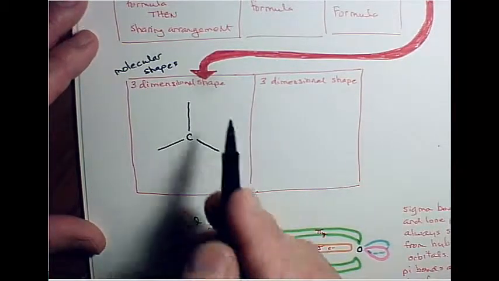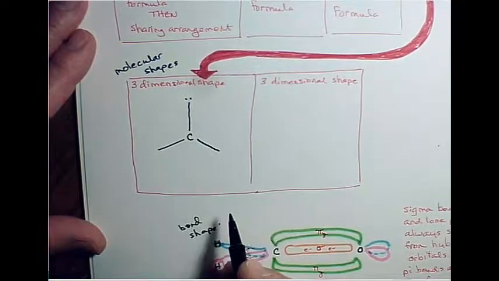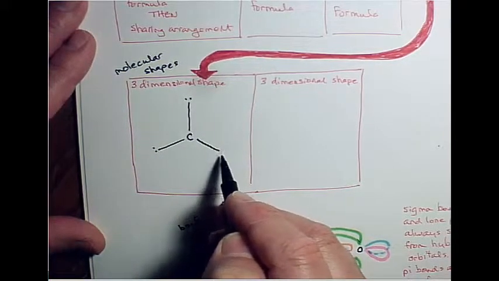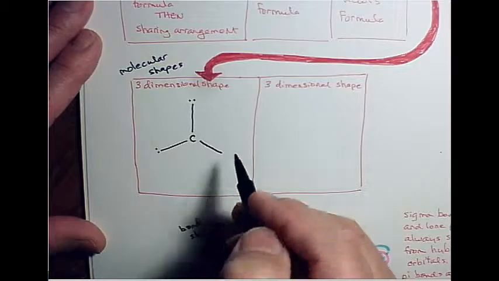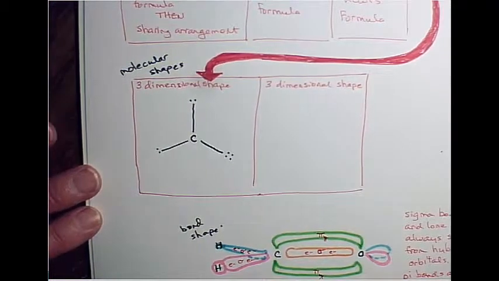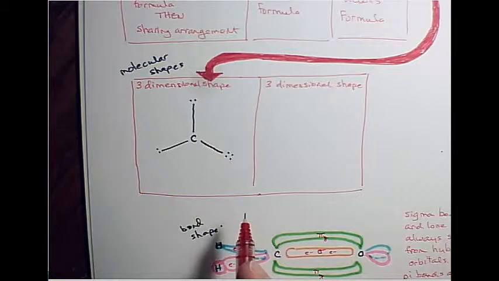So on the end of this arm here, I'm going to put 2 electrons. On the end of this arm here, I'm going to put 2 electrons. So on the end of this arm, I need to have how many? 4. Okay? Now, this is the first step in figuring out a molecular shape. It's not the end of the process.